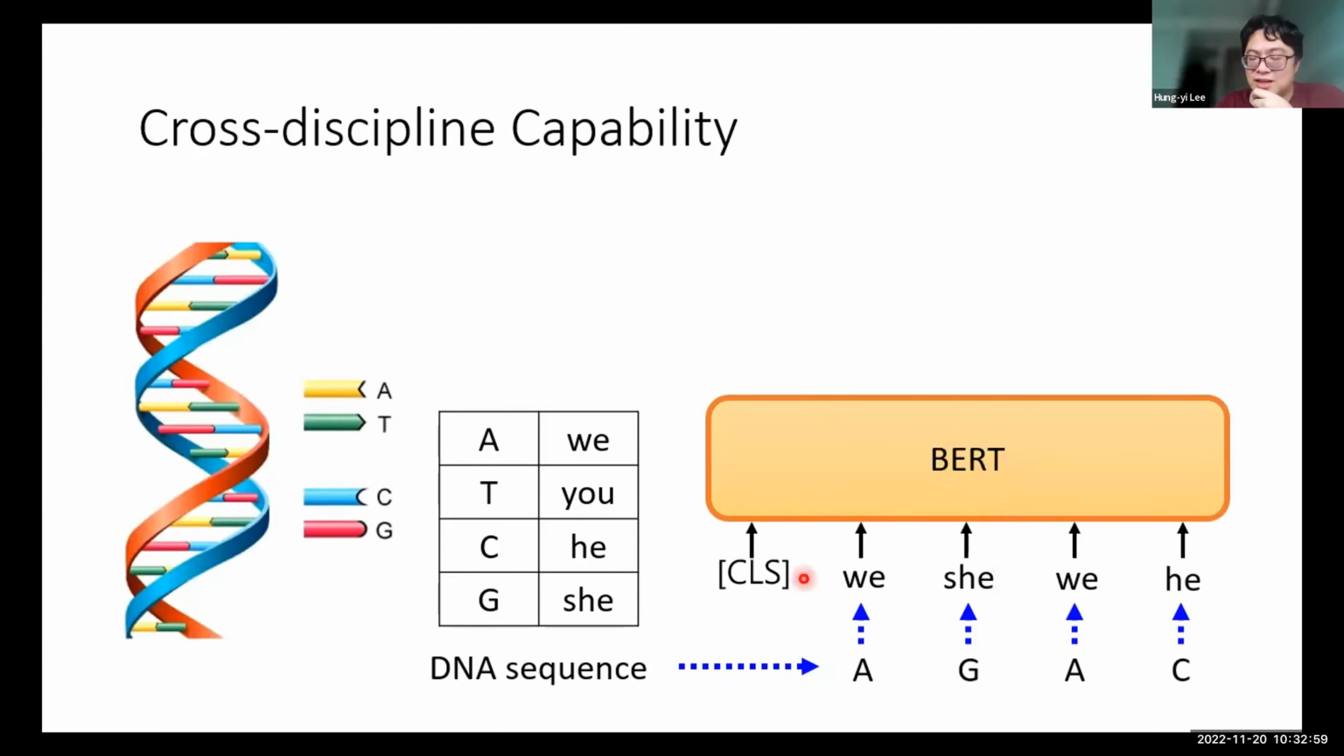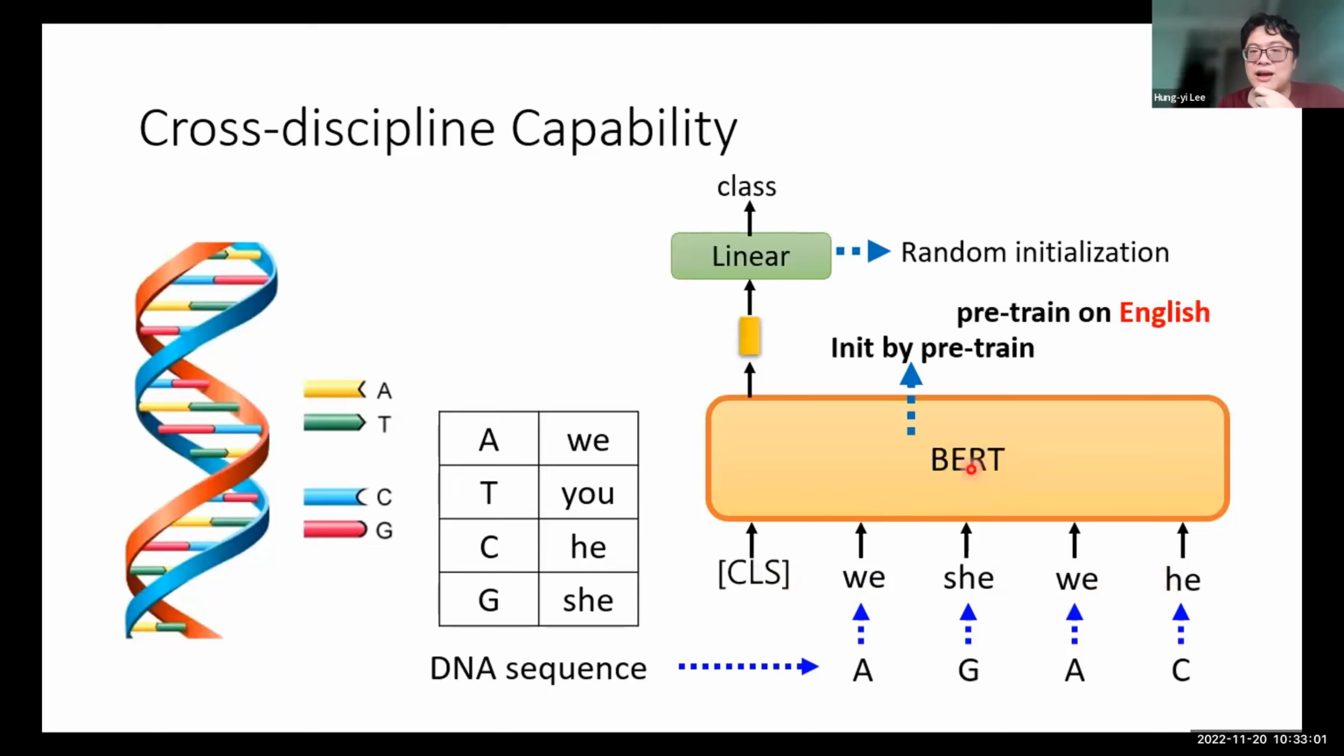We use BERT to take this sentence as input, and BERT will output a representation for a linear classifier, and the ultimate goal is to do DNA classification. Just like how people usually use the BERT model, BERT is pre-trained on English and fine-tuned on DNA classification. And I have to emphasize that here BERT is pre-trained on English.